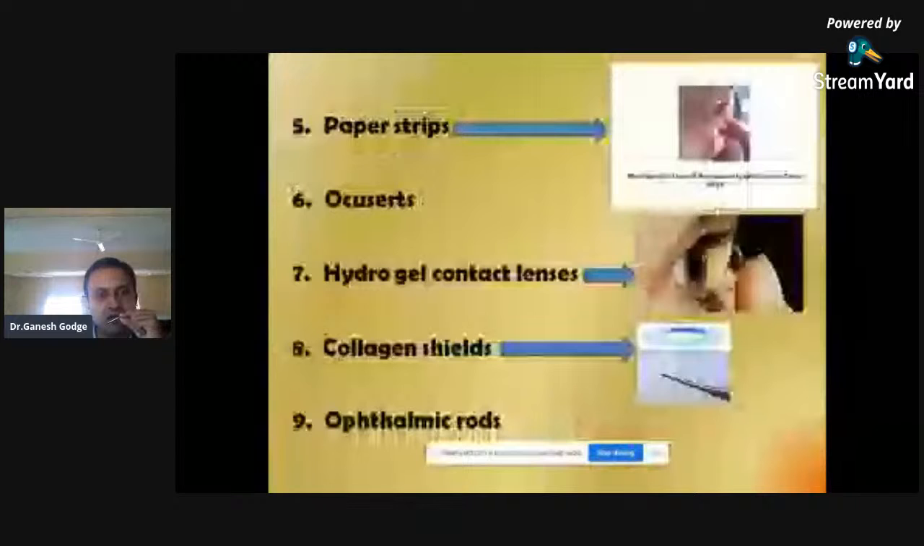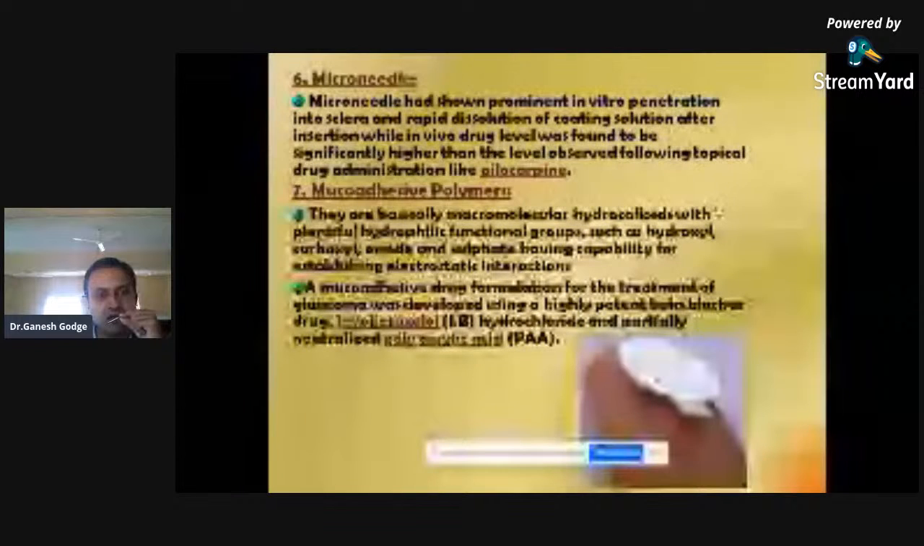But in case of controlled ocular preparations like mucoadhesive polymers, because of their viscosity, they remain bound with the mucin layer for a prolonged duration. Thereby, they remain in contact with your ocular sac for a prolonged duration. More the contact time, more the absorption, more the bioavailability. That is the outcome of controlled ocular preparations like mucoadhesive polymers.